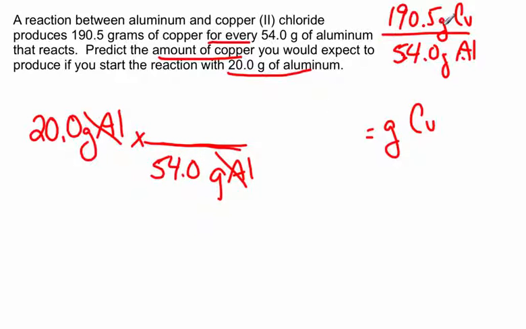And on top, we want grams of copper. That's what 54 grams of aluminum is equal to. It's equal to 190.5 grams of copper. So then it comes down to just the math.